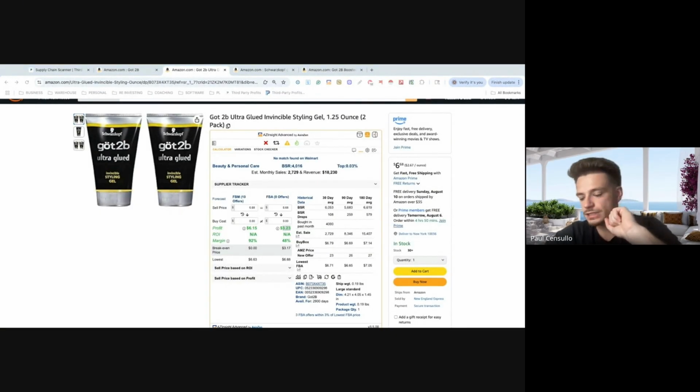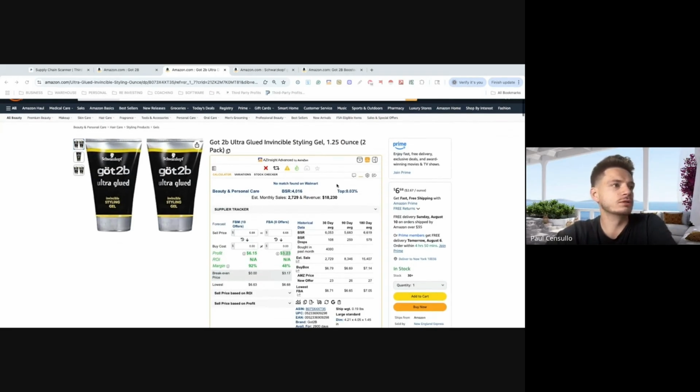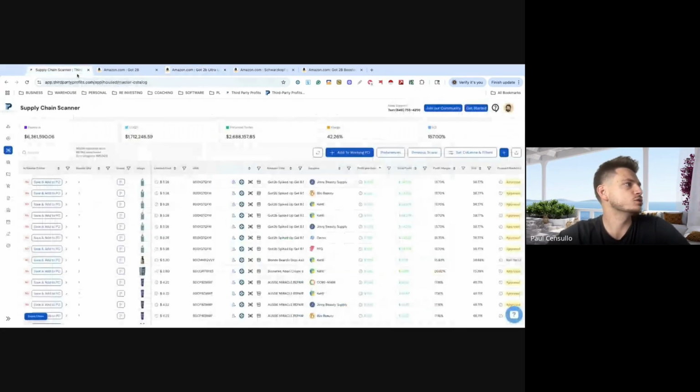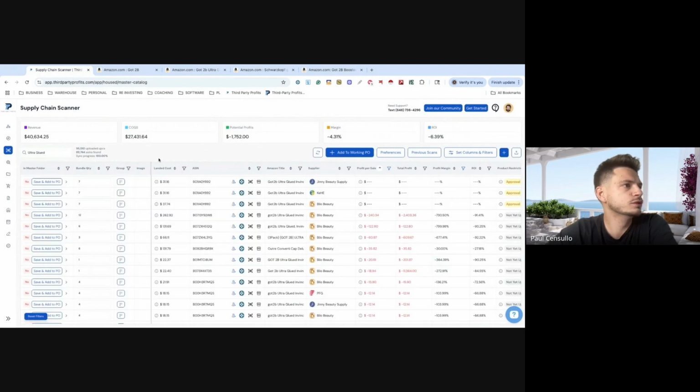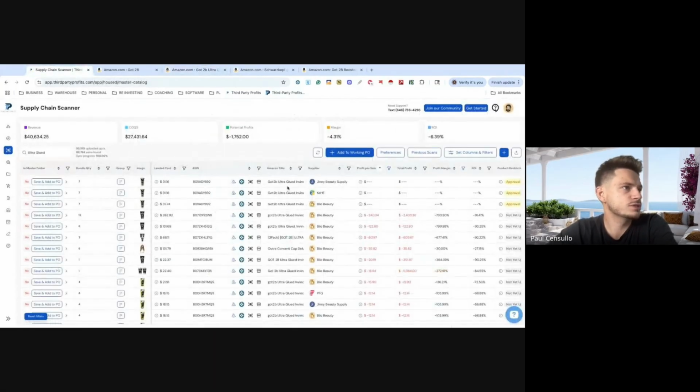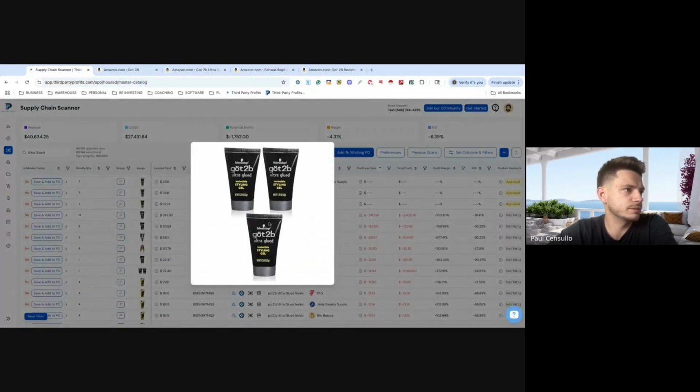Now, this isn't necessarily an item that I want to source as a profitable product for my business. What I'm really looking for here is to see if I have access to this product and then try to pick off any potential sellers on this listing to use for the stalker. So, Ultra Glued, Got2b. We're looking for the 1.25 ounce, so we'll hover over these titles, 1.25 ounce. This is the 3-pack, but that's all right. Invincible styling gel, Ultra Glued, perfect.